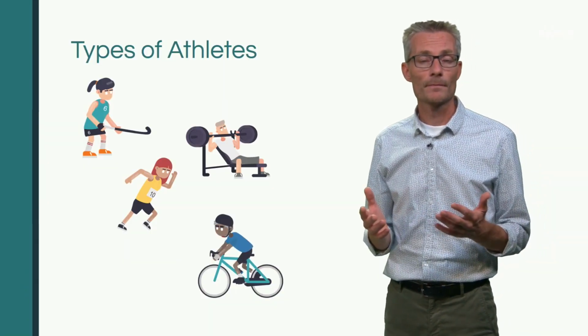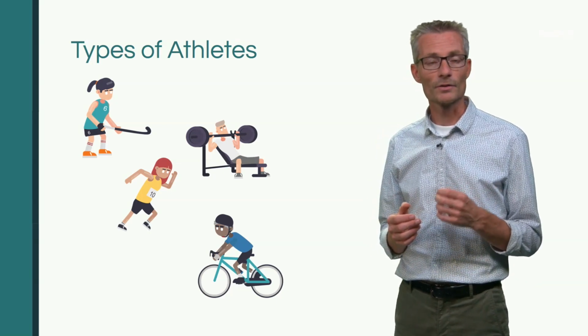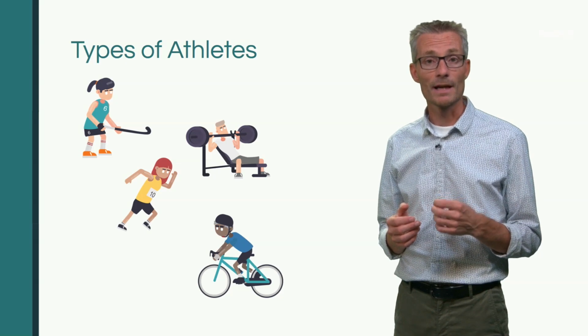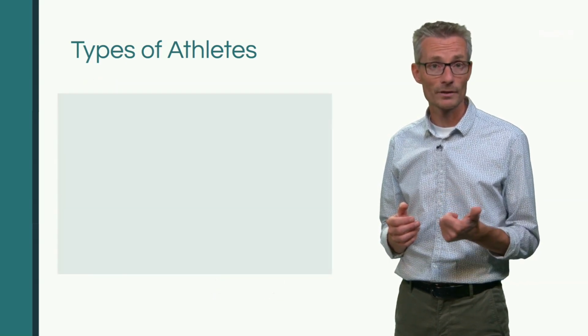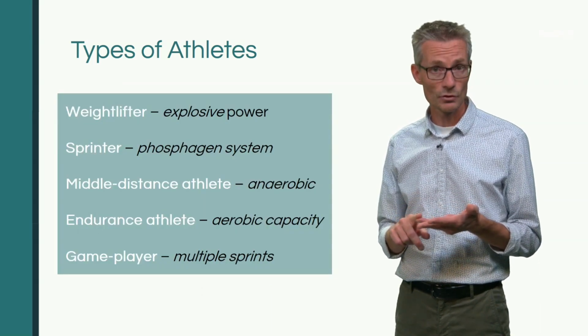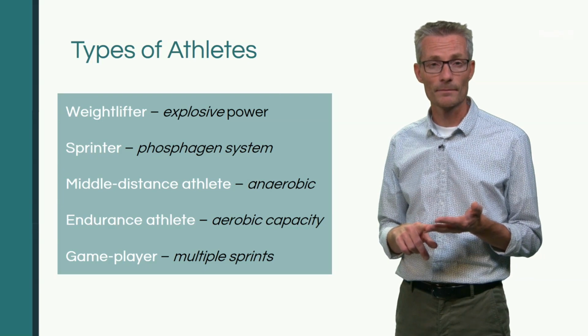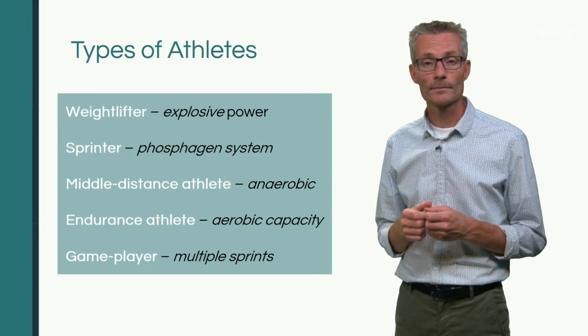In summary, you have learned, very briefly, the typical characteristics of the different types of athletes we'd like to consider in sport nutrition and exercise sciences. The weightlifter, the sprinter, the middle distance athlete, the endurance athlete, and the game player. How would you characterize your favorite sport?